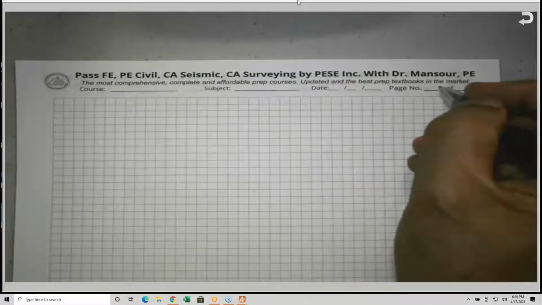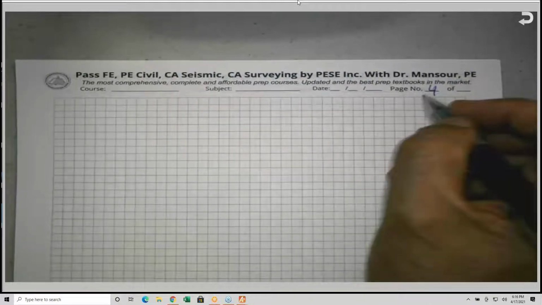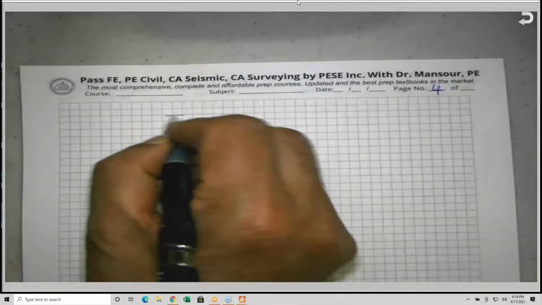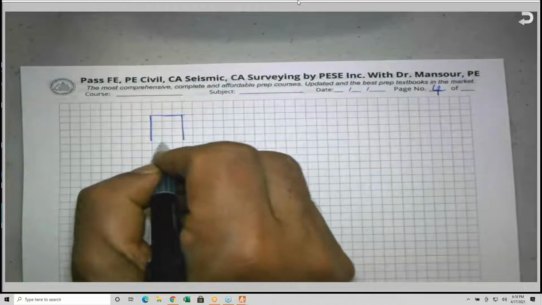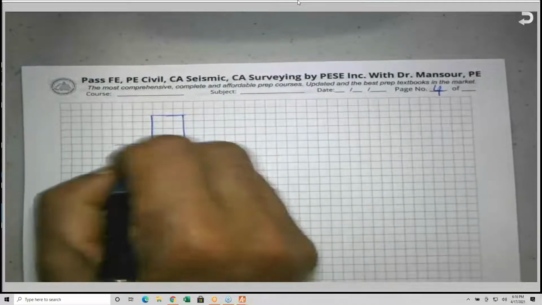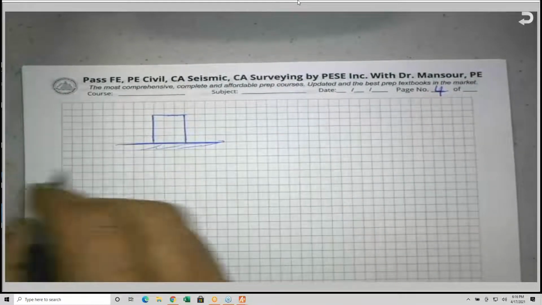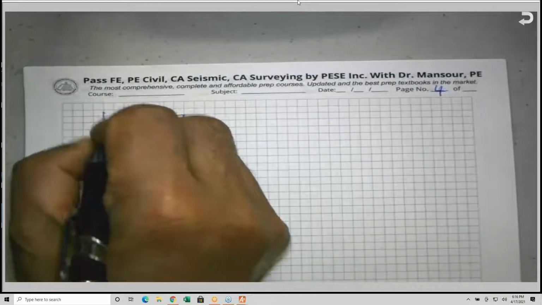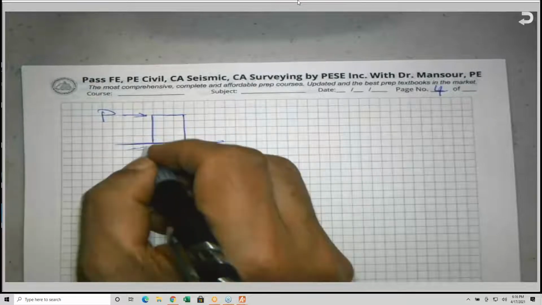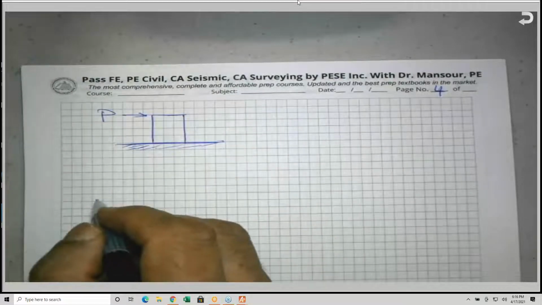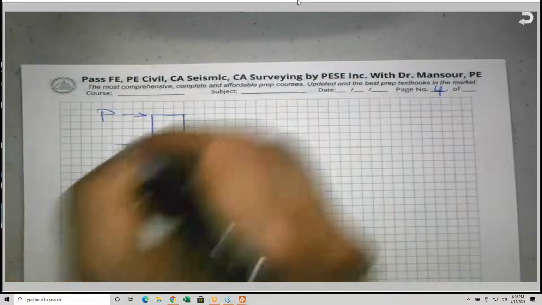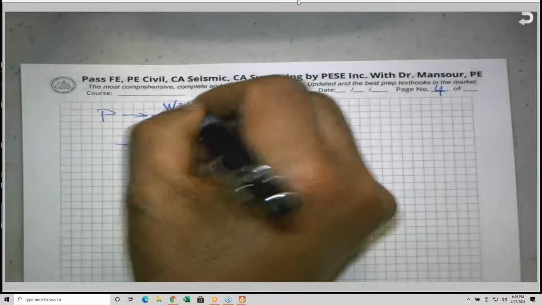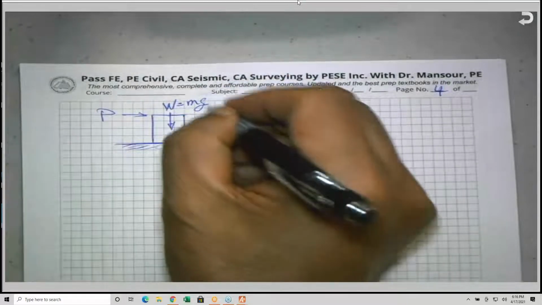So this is page 4 here. And I will do my best to scan this and send it to you. If you have a block resting on a surface like this, and we have an external force P, an external force trying to push this block. The block has weight, W, and W is equal to mg, by the way, mass times the gravity acceleration.